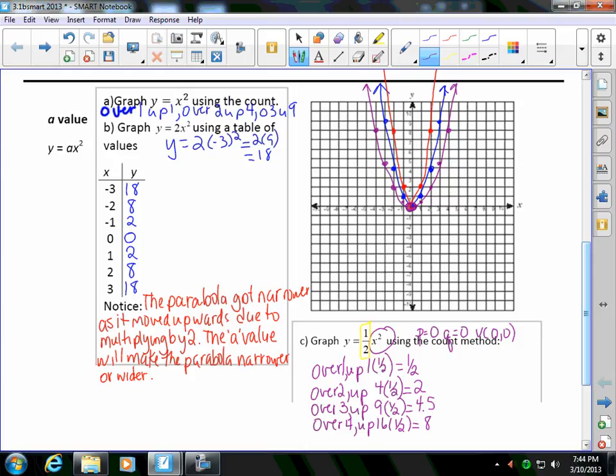So what did we notice with that one? Our a value was 1/2, and our graph got wider. When a was a value of 2, our graph got narrower. So the a value is going to affect our counts up. We're going to be multiplying by whatever the a value is, and if that a value is greater than 1, it's going to make our graph a fair bit skinnier than normal, or if it's less than 1, it's going to make it wider than normal.